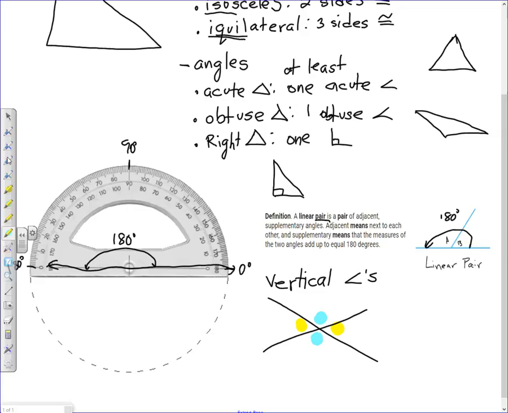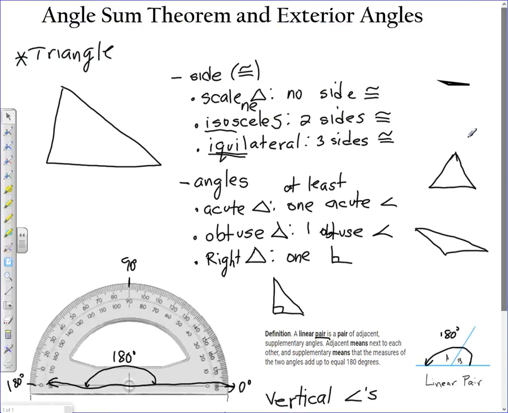And there's the vertical angle theorem: all vertical angles are congruent, so this is congruent to this. And this angle right here will be congruent to this angle right here. So all vertical angles are congruent. Okay? Now, what I'm going to teach you today is called the angle sum theorem.